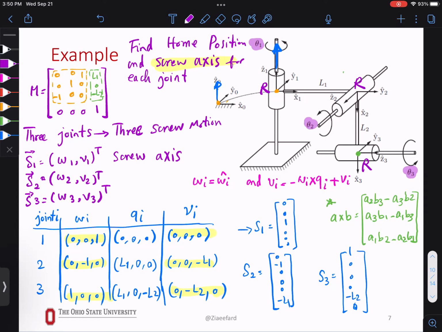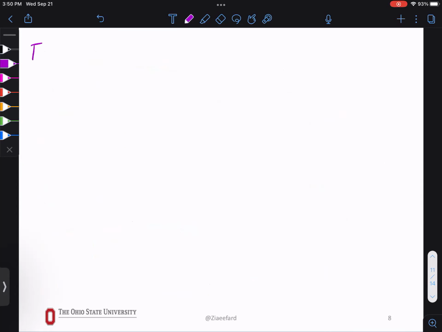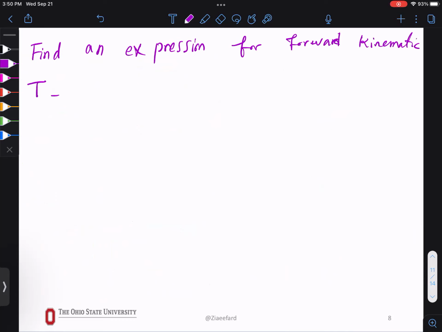Now, if I asked you to find an expression for forward kinematics, then you have to say T is e to the power of S1 theta 1, e to the power of S2 theta 2, e to the power of S3 theta 3, times M. You have M, you found all of your axes.